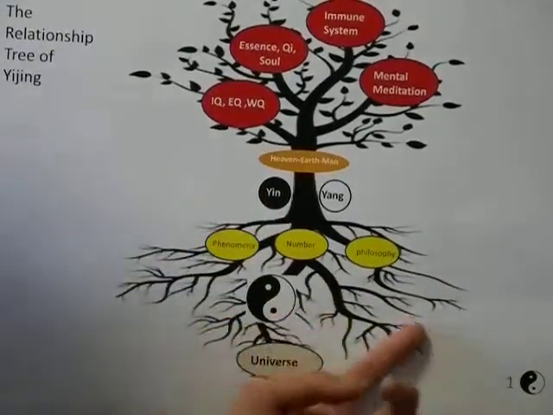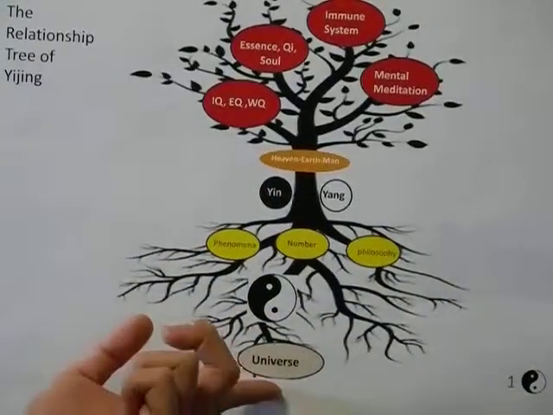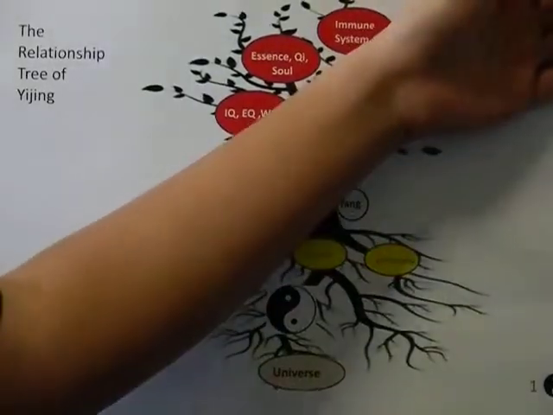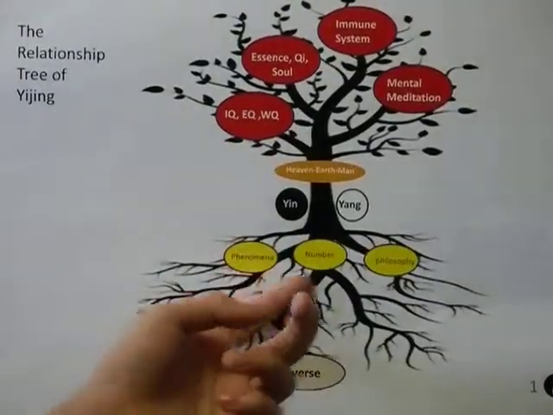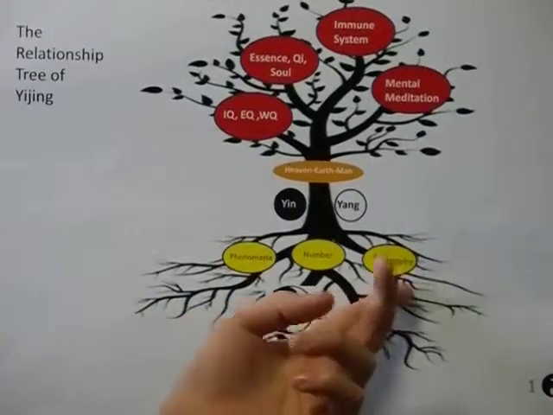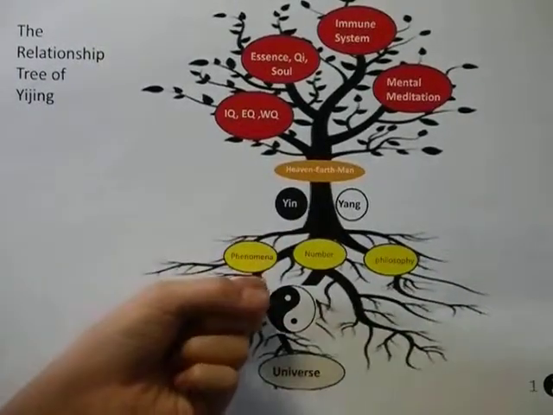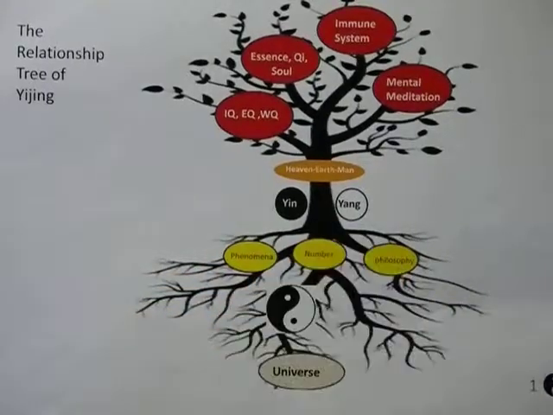Then we have the roots. You can see over here, the universe can also be known as the Wuji. The Wuji becomes the Taiji. And then these three, the phenomena, number, and philosophy, are also the roots of the Book of Changes. Without the phenomena, number, and philosophy, the Book of Changes would simply not exist.